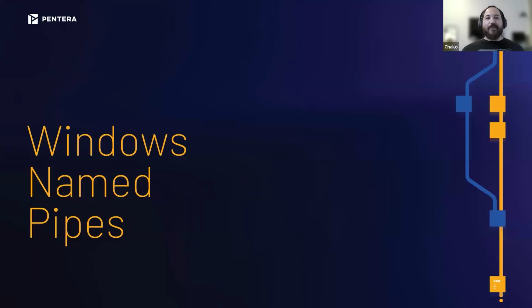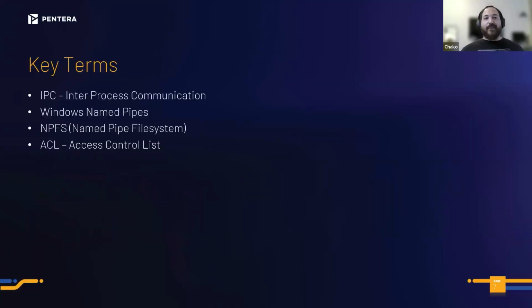So, Windows named pipes. We're going to talk a lot about them today, but before we do that, I just want to establish a few key terms. First of all, I will start with IPC, inter-process communication. That basically means all of the techniques that allow processes to communicate with one another. It can be through shared memory sections, through internal sockets, and through named pipes as well.